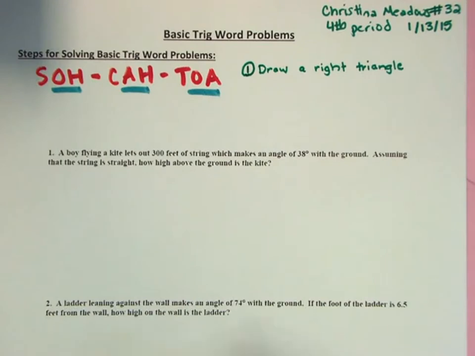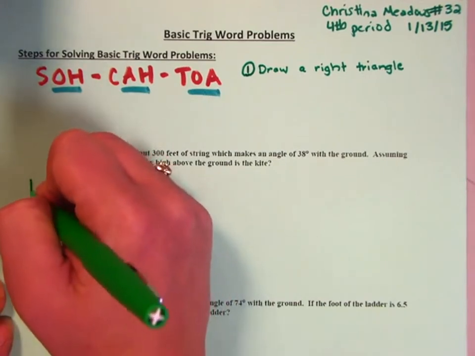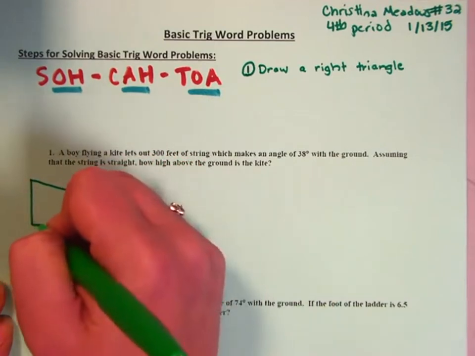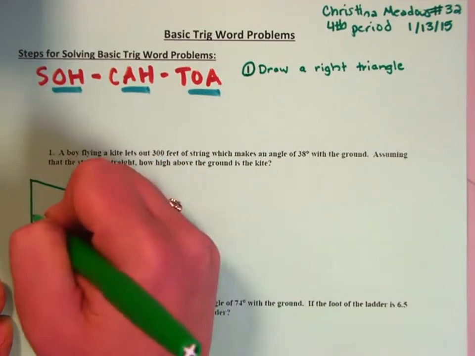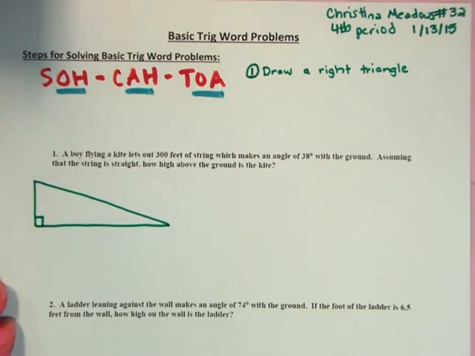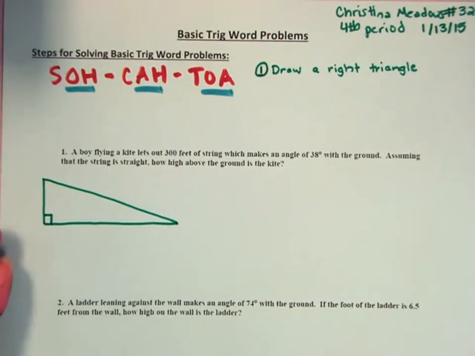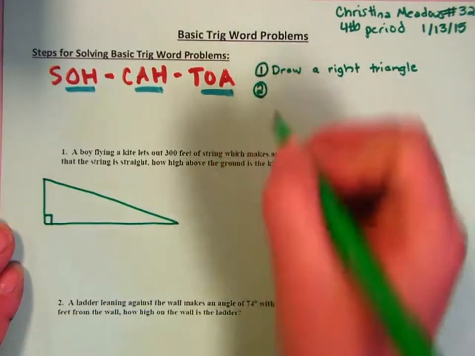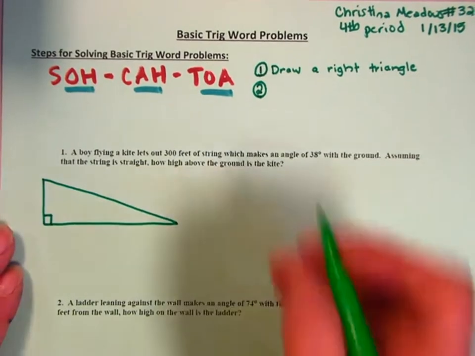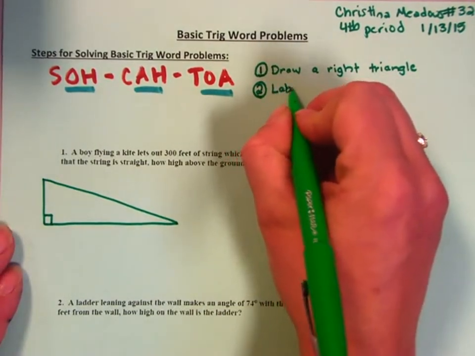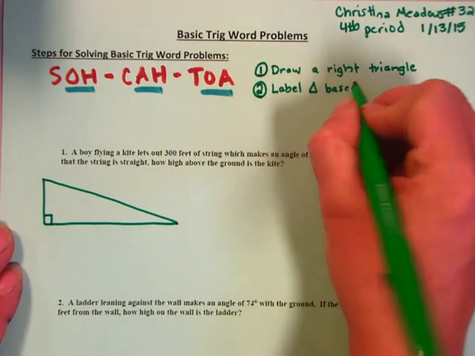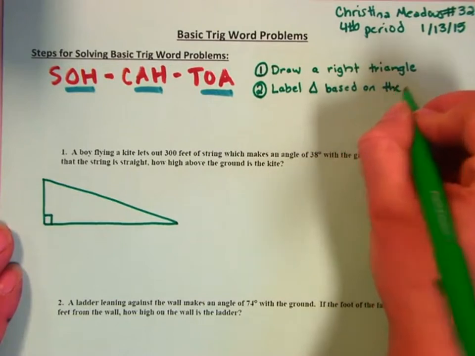So for problem number 1, let's go ahead and draw a right triangle. It doesn't matter what direction you draw it, just draw a right triangle. The next step is to label the triangle based on the problem.